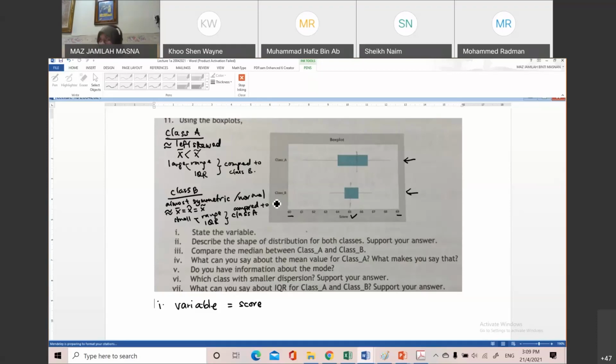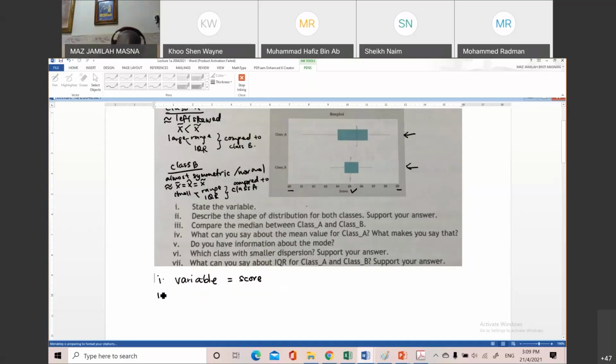Now for this question, class, I don't think question number 13 will be possible for me to finish. Okay, now we know the variable is the score. Describe the distribution of both classes. Support your answer. Now, because you have already figured out above, for class A it will be left skewed. For class B, sorry, it will be almost symmetric.